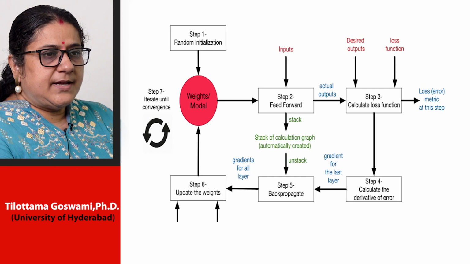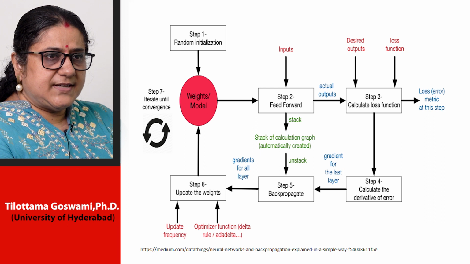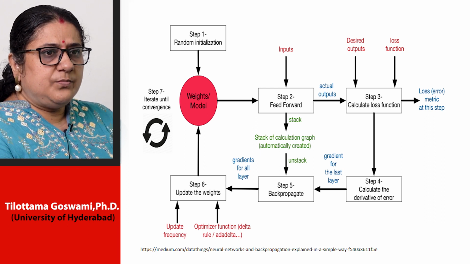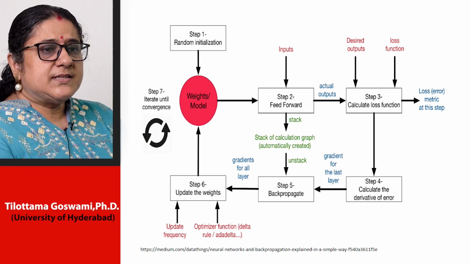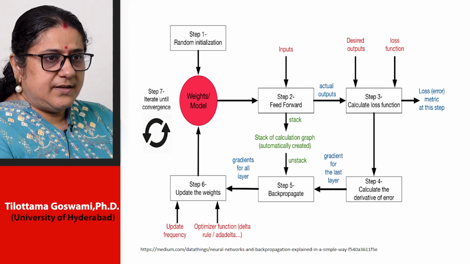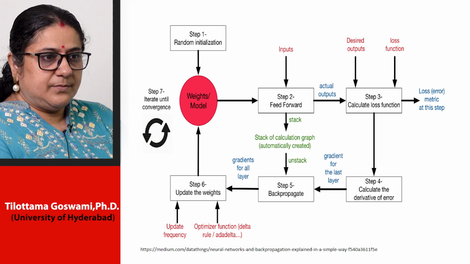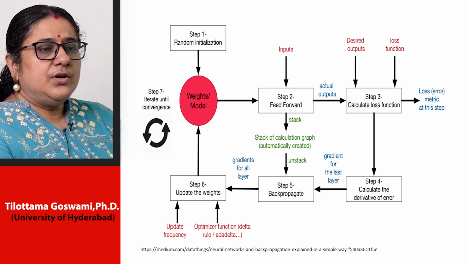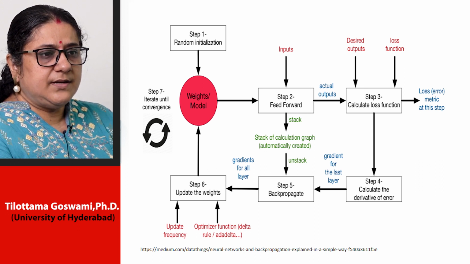The same thing is mentioned in the diagram. Step 1, random initialization. Step 2, feed forward. Then step 3, calculate the loss function: taking the input, desired output, and the actual output helps us get the loss, the error metric at this step. Step 4, calculate the derivative of the errors, the gradient for the last layer, backpropagate, and finally update all the weights using the optimizer function, the delta rule, and there are 3 types of updating. Any one we can use.